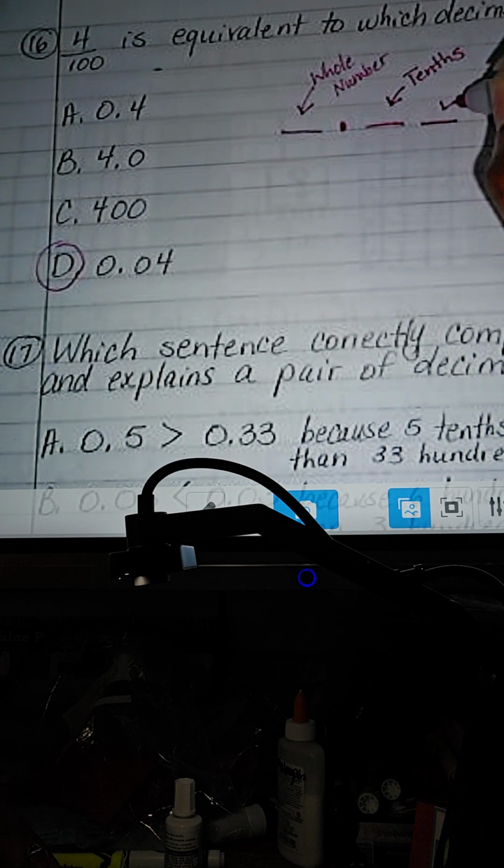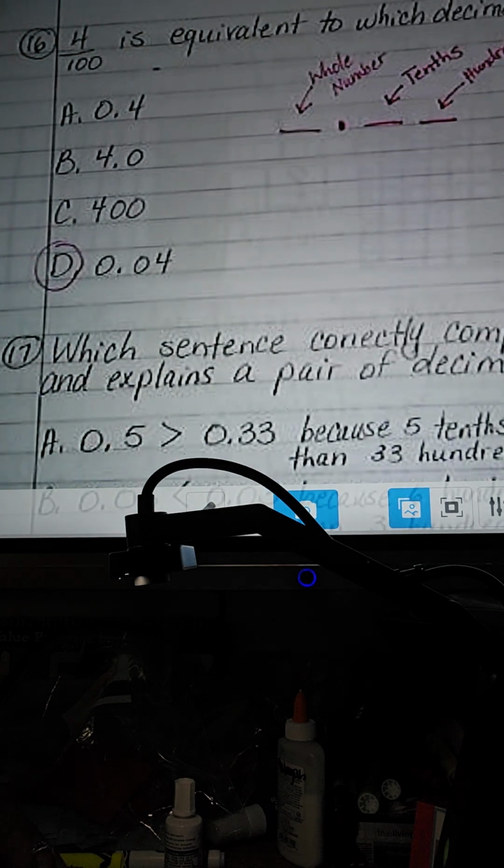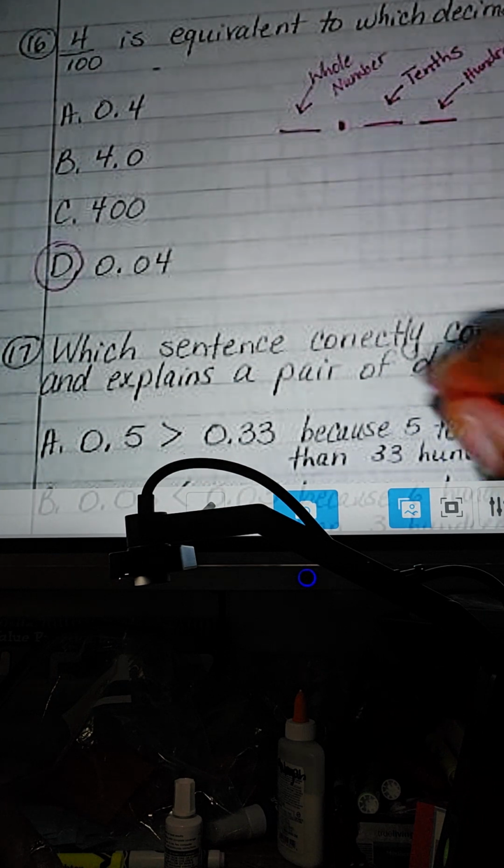The biggest thing that I need you to remember is whole number, whole number to the left of the decimal. One place to the right is tenths, and the second place to the decimal is hundredths. If you know your place value, you can imagine them all. You got to know your place value.